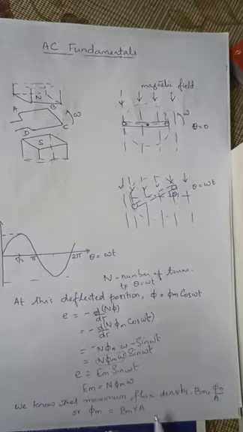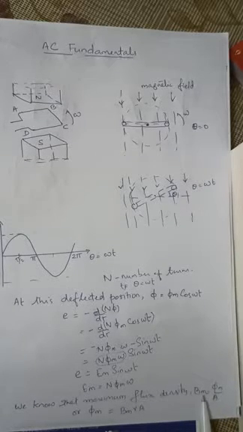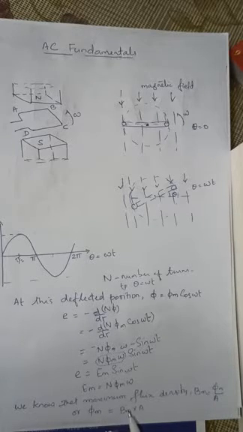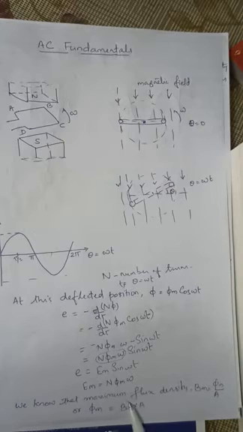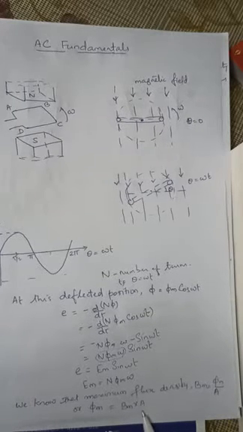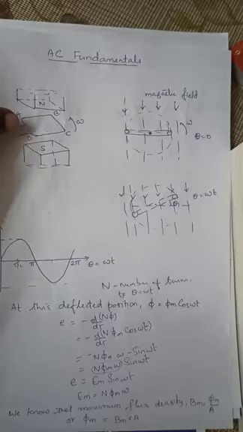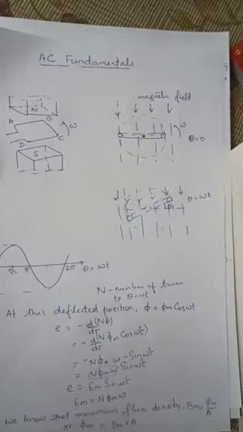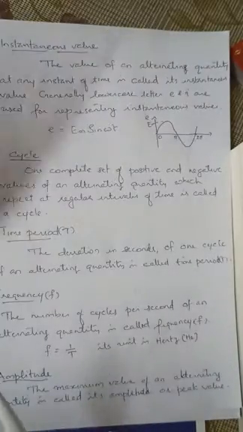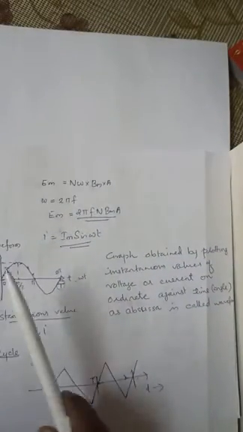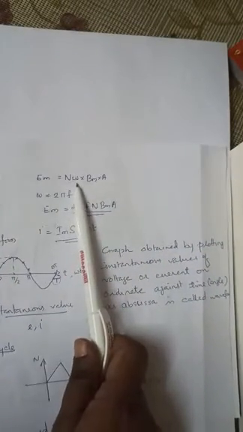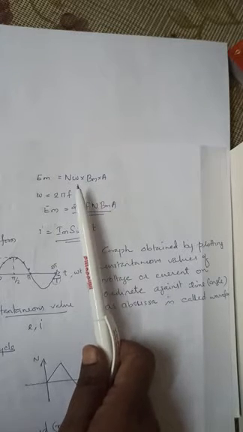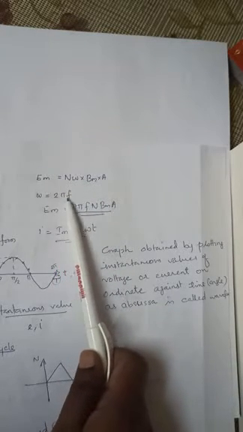We know that the maximum flux density Bm is equal to phi m by A, or phi m is equal to Bm into A, where Bm is the maximum flux density and A is the area of the coil. So we can substitute for phi m in the maximum voltage equation. Em is equal to N into omega into, instead of phi m you can write Bm into A. Omega is equal to 2 pi f.